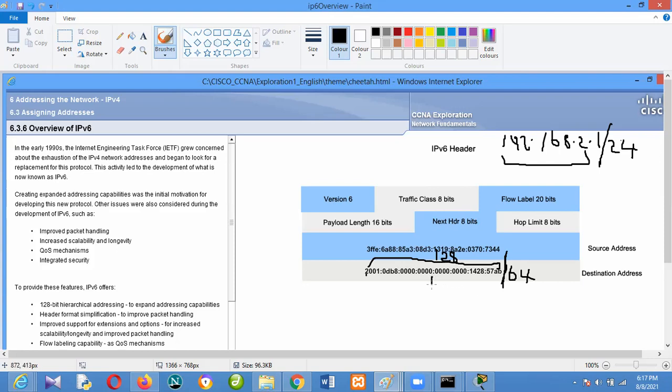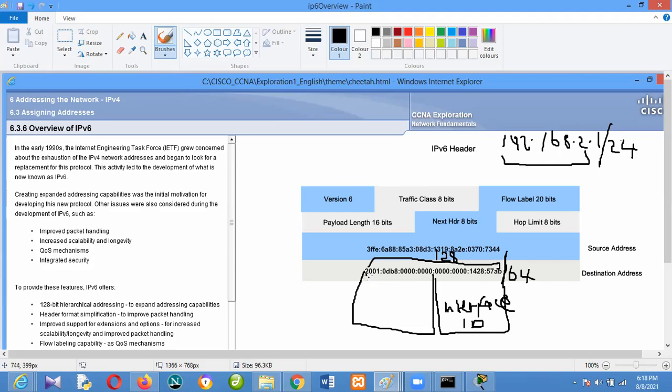So from here to here is the network side. That's the network ID. The remaining 64 is the host ID. But in IP6, we call it interface ID, not host ID, though it can be likened to the host ID as in IP4. So this is the host identifier, whereas this one is the network identifier, but we are going to piece these together.